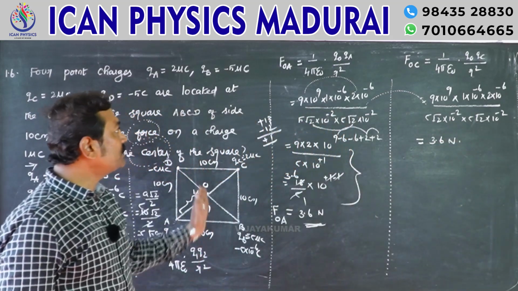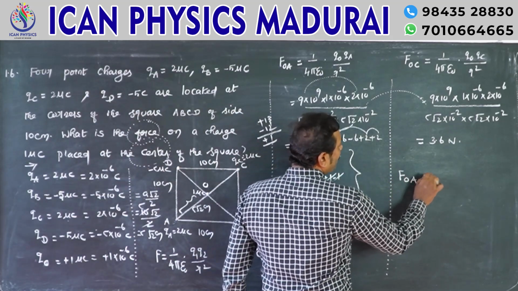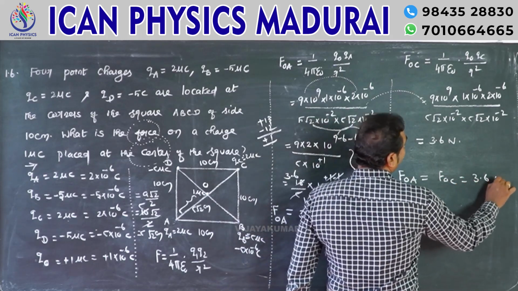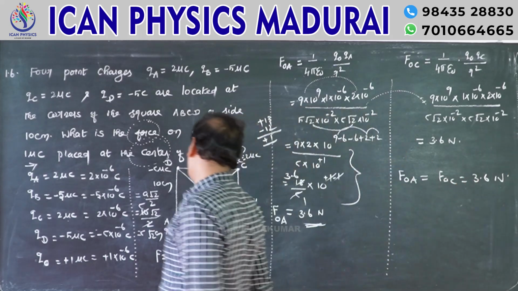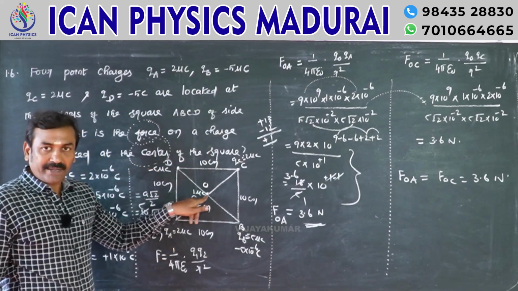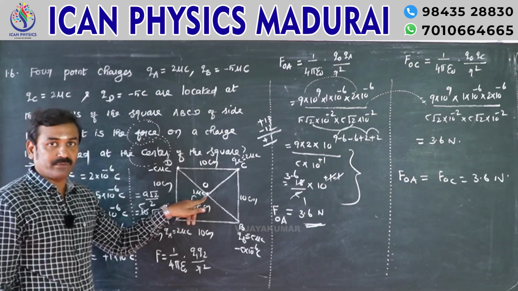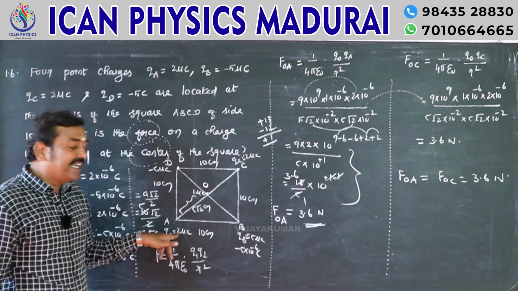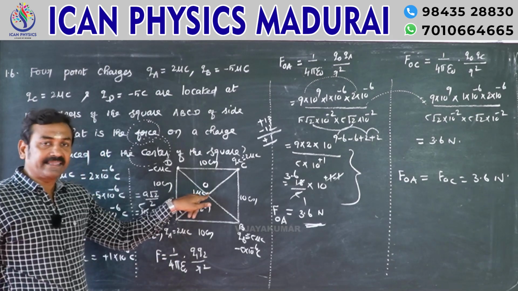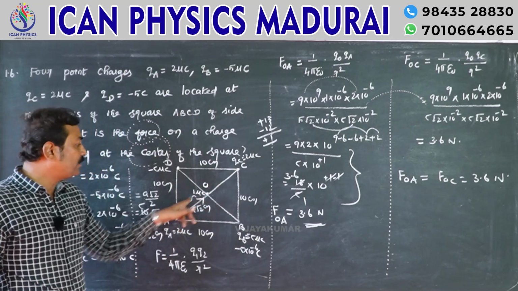Okay. So, force between OA and OC is equal to 3.6 Newton. Now, it's plus 2 microcoulomb and plus 1 microcoulomb, so these two experience a repulsive force. Second, it has a greater magnitude, so this one repels that one, and it acts in the direction A to O.